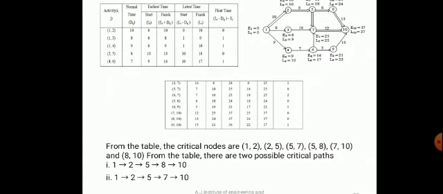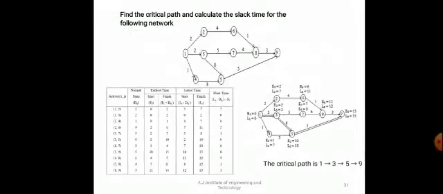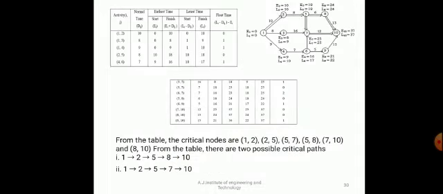One is 1, 2, 5, 8, 10. One more is 1, 2, 5, 7, 10. Two critical paths are there. We can observe that the two critical paths are 1, 2, 5, 8, 10, and one more is 1, 2, 5, 7, 10.